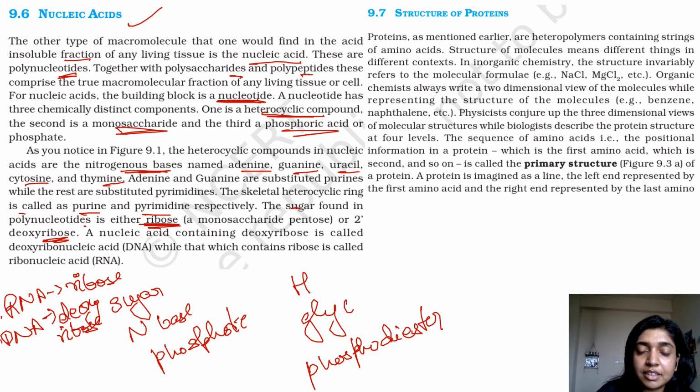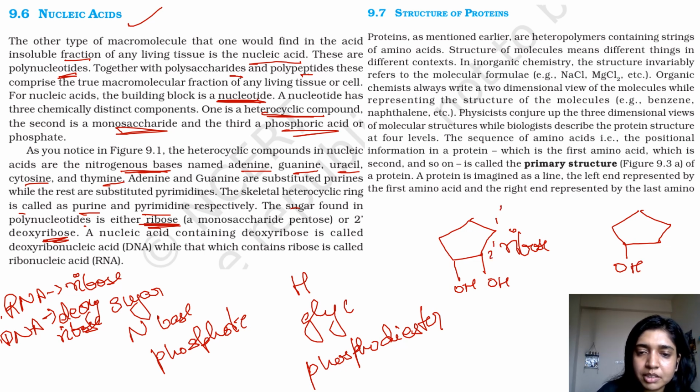Deoxy in the sense that over here, when OH and OH are present, this is ribose. When the OH is removed, so this is your 1 prime, 2 prime, 3 prime, 4 prime, and then there is another carbon over here, which is your 5 prime, right? So when your 2 prime position does not have an OH, it is known as deoxyribose. Deoxyribose.